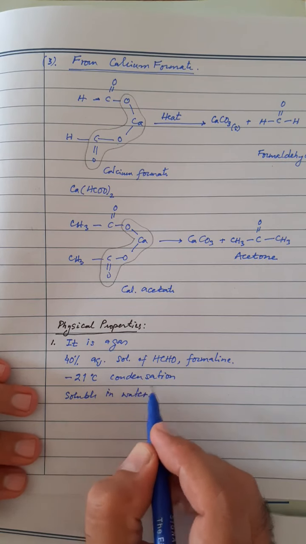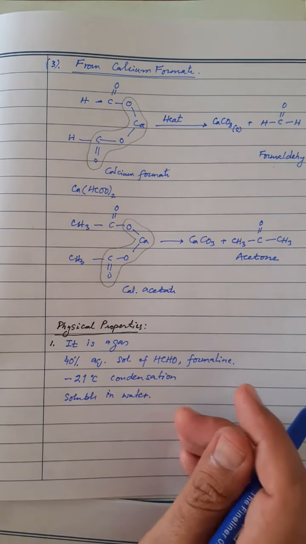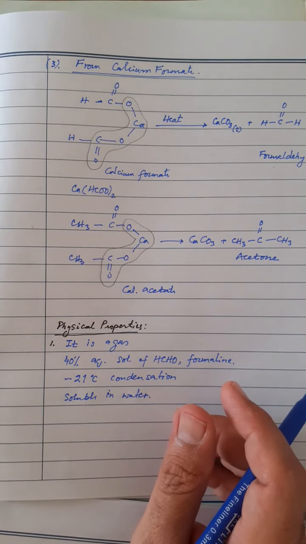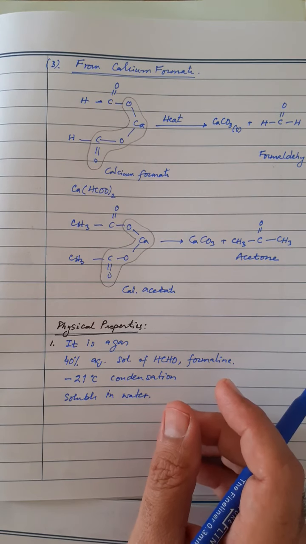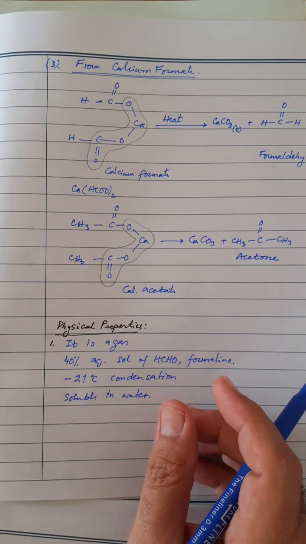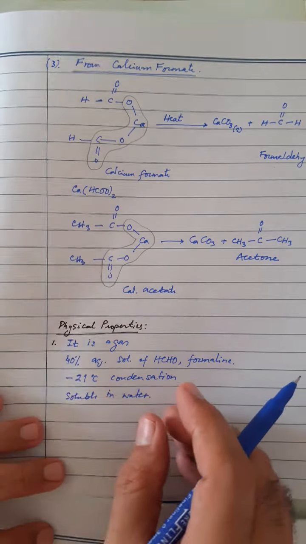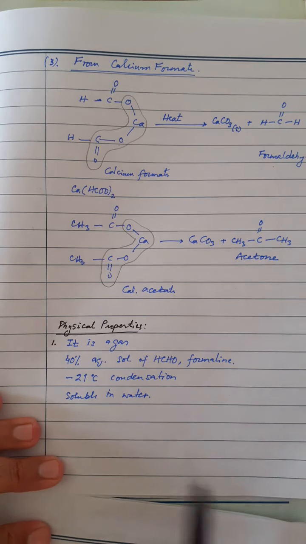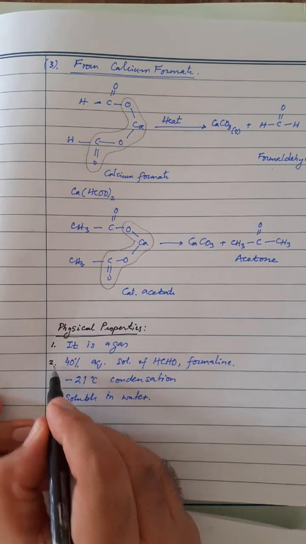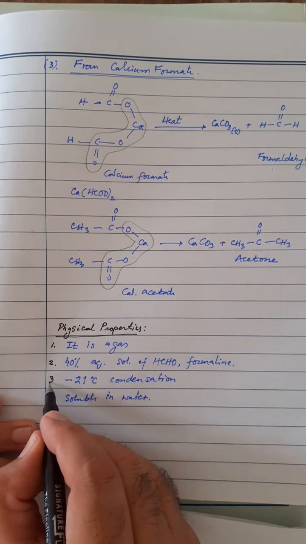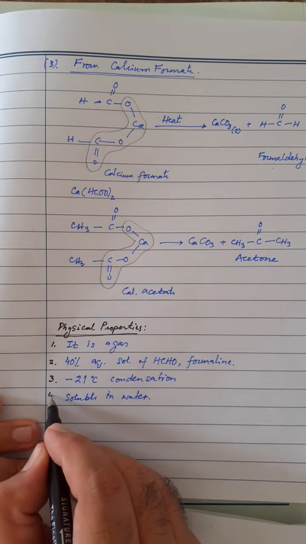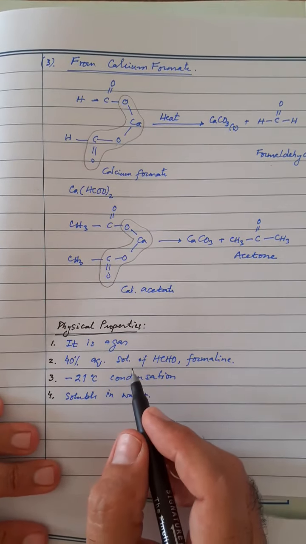Again, if this is an organic compound, why is it water soluble? Because it contains the pi bond, and the electron distribution is like that. The polar molecule gets a lot of attraction towards it. Okay, so it's a gas. It is available as a 40% solution. It will condense at this temperature, and it is fairly soluble in water.